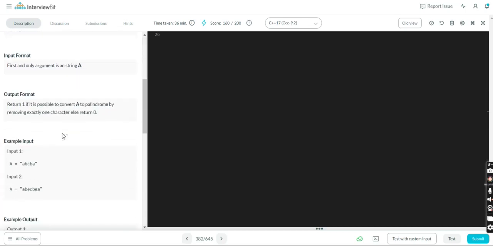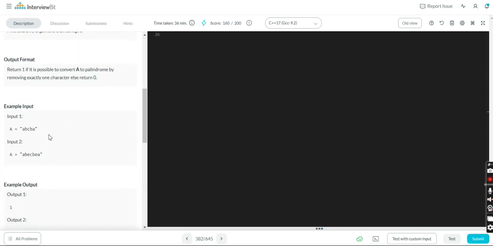Now let's take a look at the examples that are given in the question. The first one is a palindrome, and clearly we can see that we can strike out the middle character, that is C, to make it a palindrome again. And the second one is not a palindrome, and also there is no character that we can strike out to make it a palindrome.